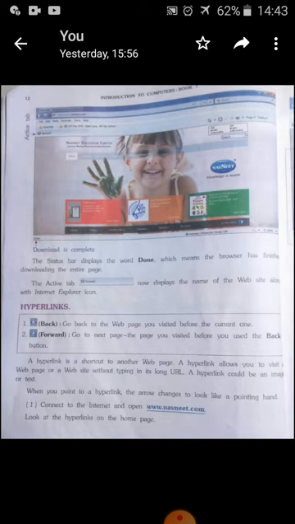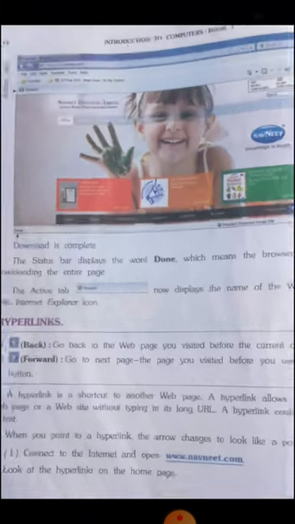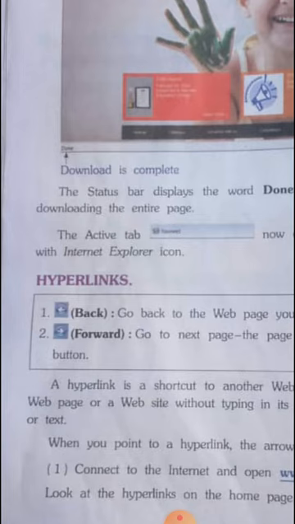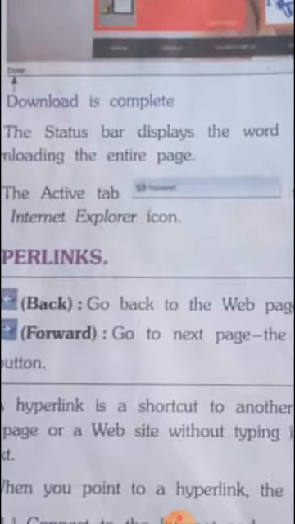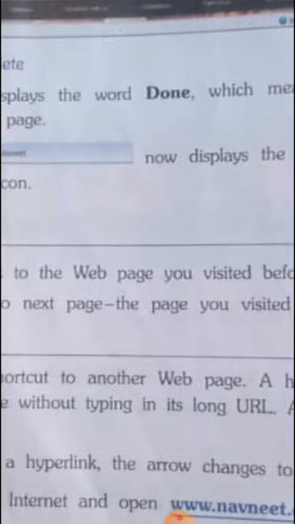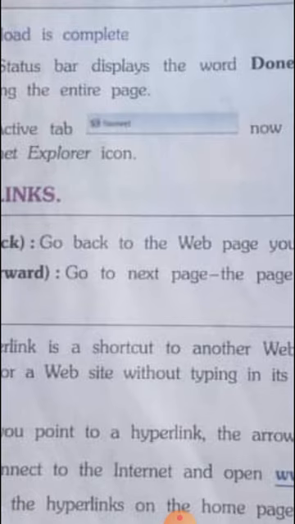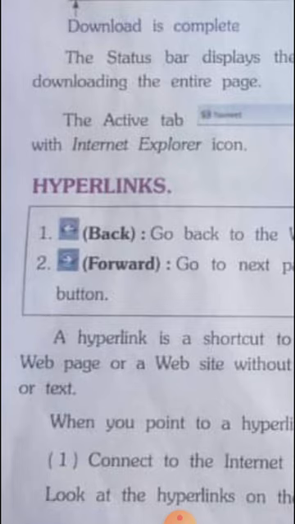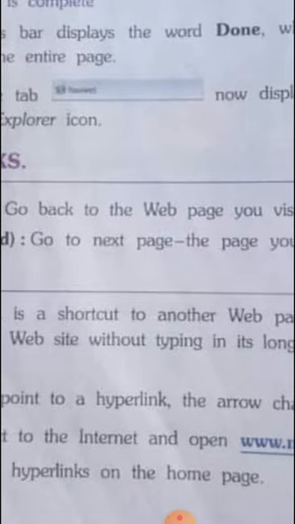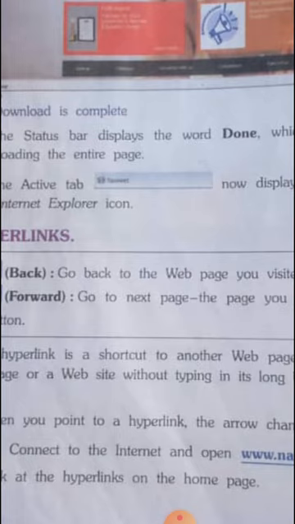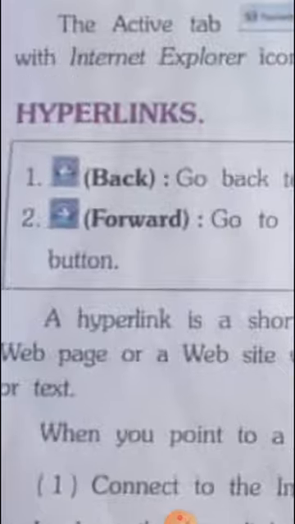Now what are hyperlinks? Now let me discuss. We have already discussed what is back button and what is forward button. Back button is used to go back to the web page you visited before the current one. Means if you want to go to the page before the one you have opened, you can use back button. Suppose now you are on third page and if you want to go to second page, you can click on back button. But forward button is used to go to the next page. Suppose we have open here third page, and if you want to go fourth, fifth page, you can click on forward button.